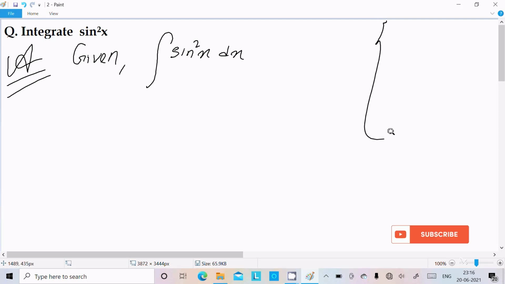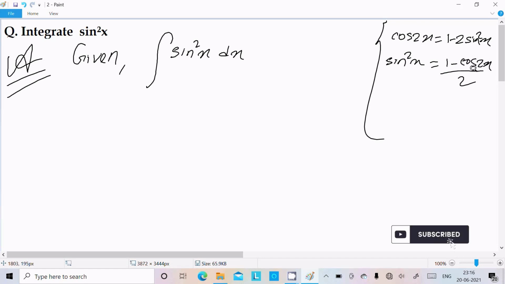Next here, we have the formula about sin square x. So cos 2x equal to 1 minus 2 sin square x is the formula. Or we can write here sin square x equal to 1 minus cos 2x divided by 2. Okay, so in place of sin square x, you need to put 1 minus cos 2x divided by 2. Let's do that. Here integration symbol. So we can write 1 minus cos 2x divided by 2 and here dx.